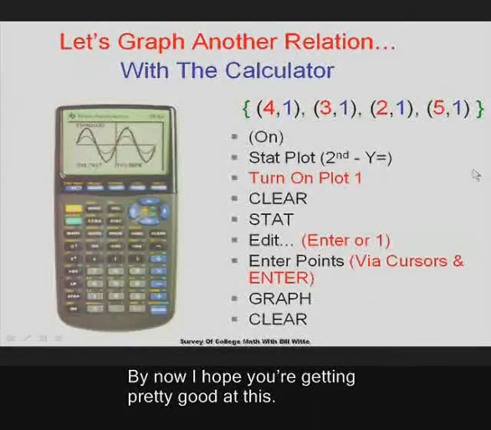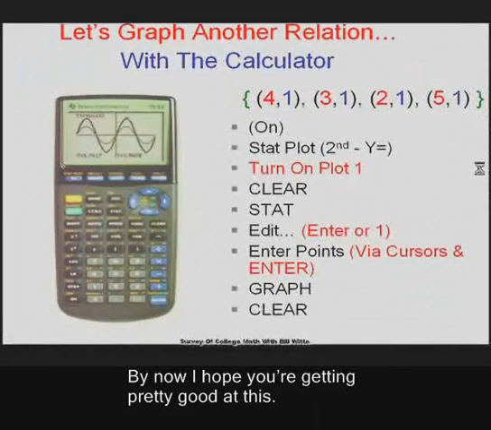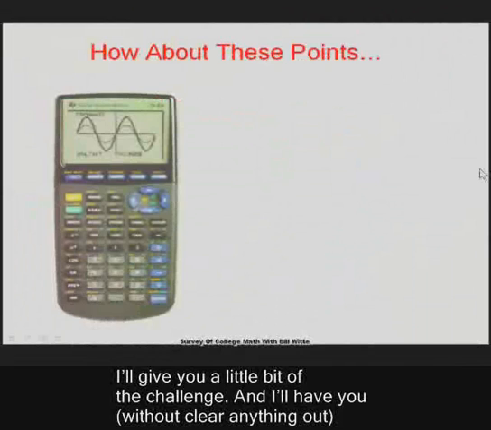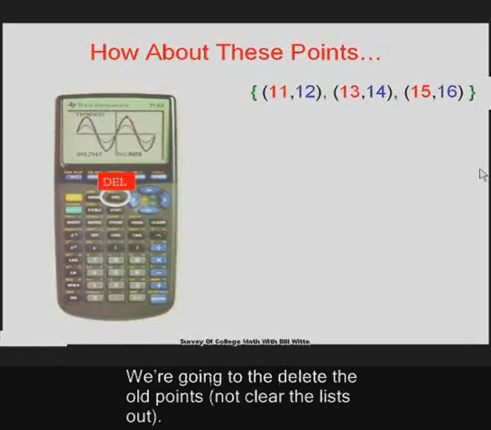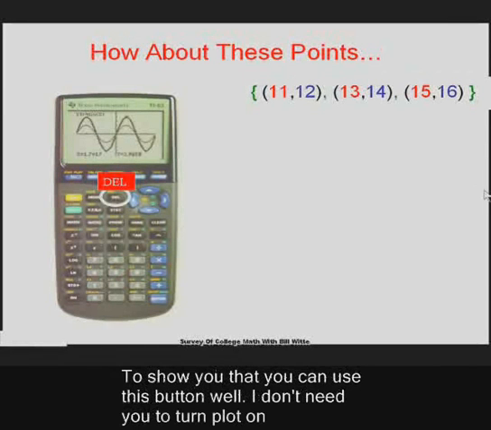Okay, by now I hope you're getting pretty good at this. So I'm going to give you a little bit of a challenge. Without clearing anything out, we're going to enter these points: 11, 12, 13, 14, and 15, 16. We're going to delete the old ones. We're not going to clear the lists out. We're going to do it by hand. We're going to delete the old points. I want to show you that you can use this button as well.